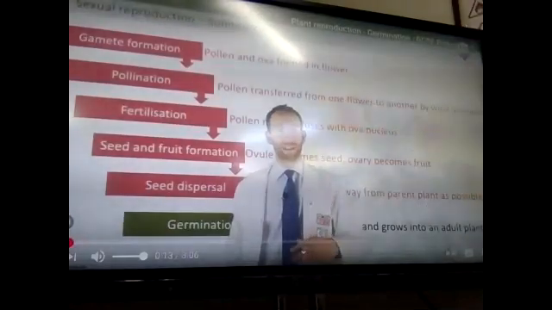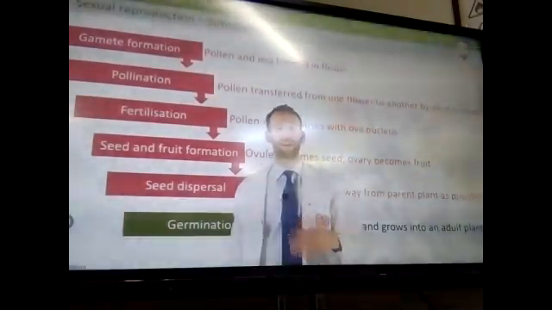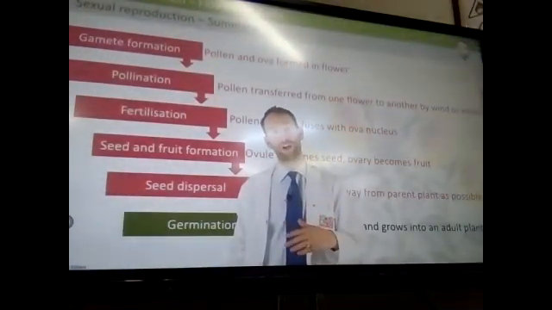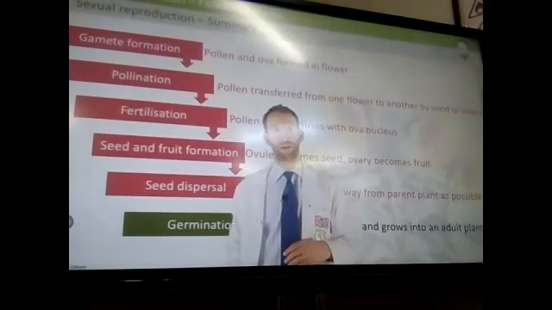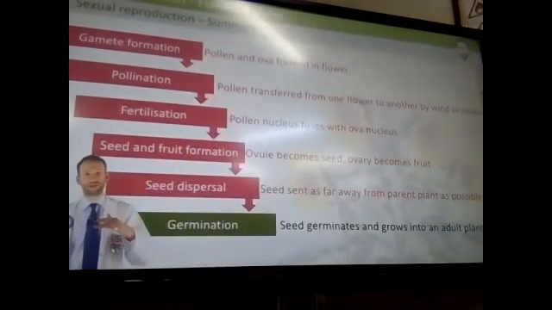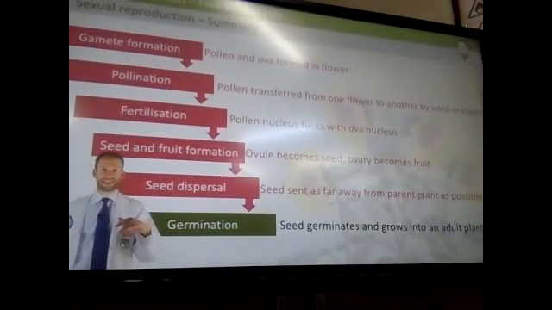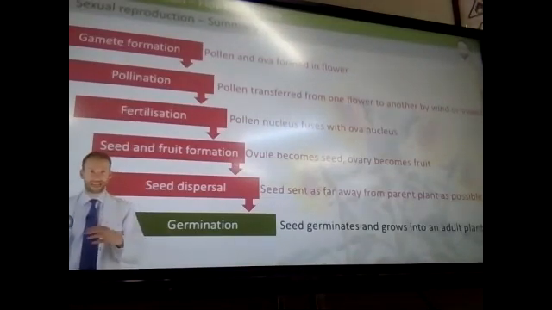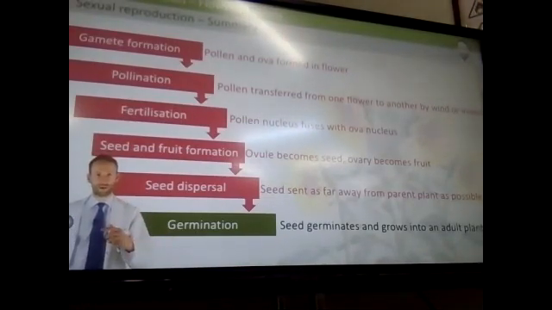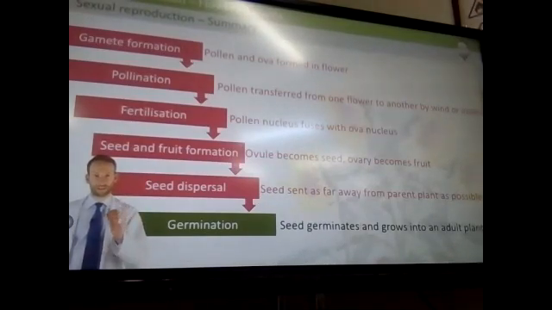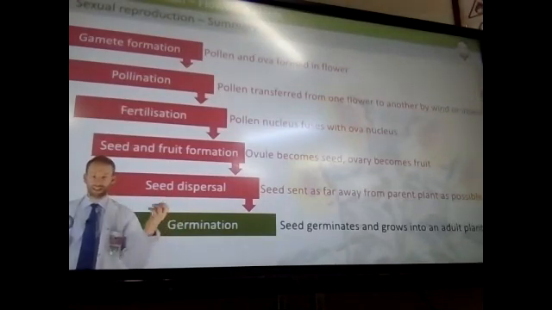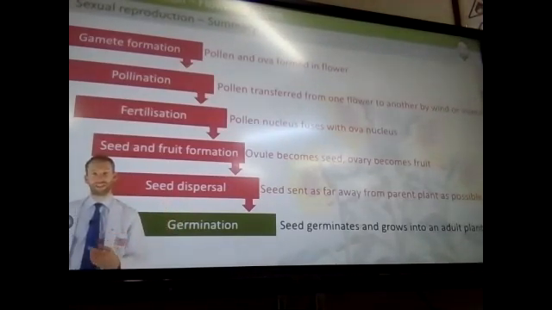These different processes, and we'll keep coming back to this summary to remind ourselves of how far we are on the journey of how a plant reproduces. We've got gamete formation, making the pollen, making the eggs, pollination, which is how the male gamete gets to the female one, then fertilization when they fuse together, then you make the seed and the fruit, then you disperse that seed, and hopefully then you get the germination and the offspring being fully produced.